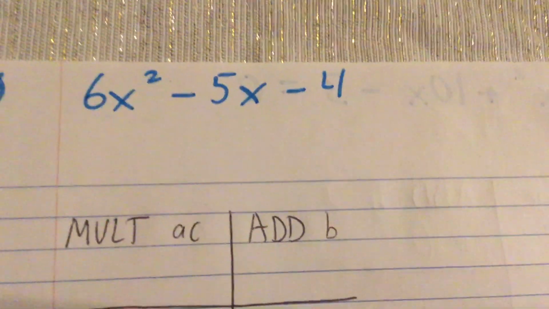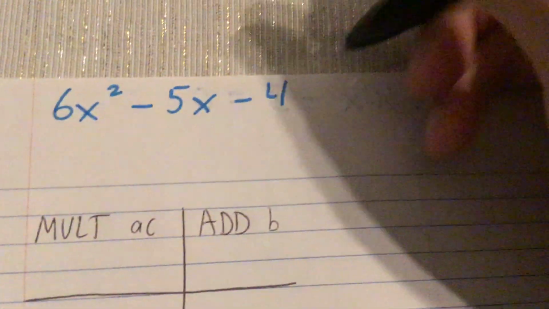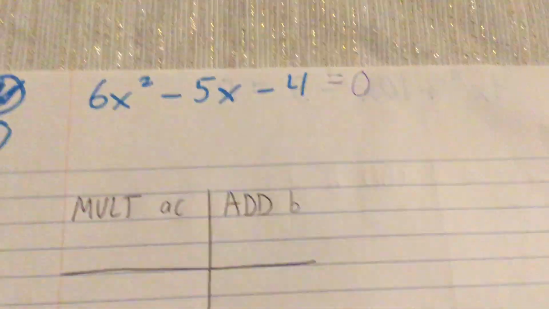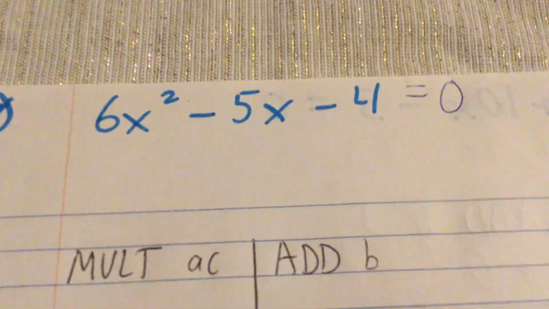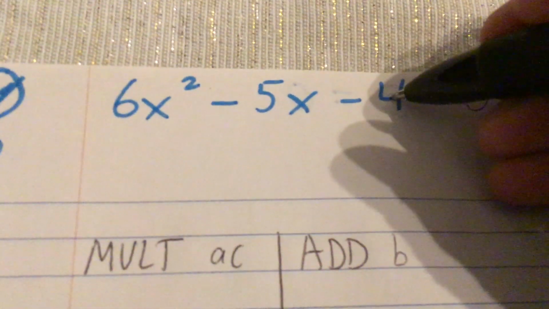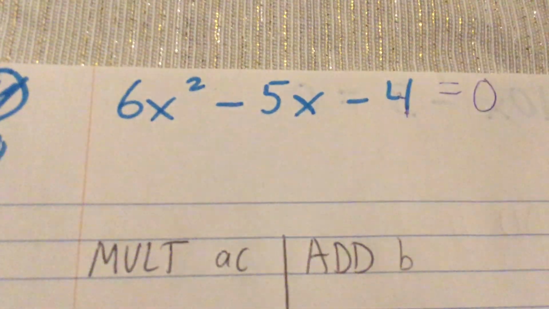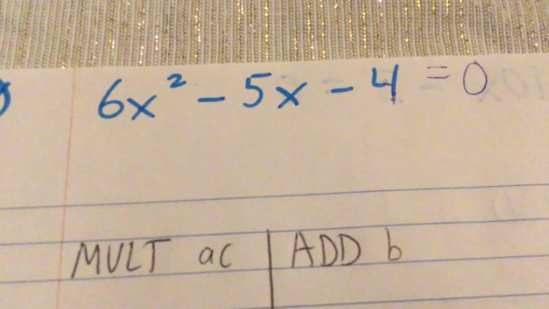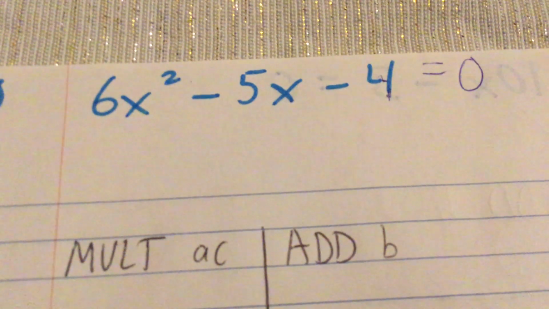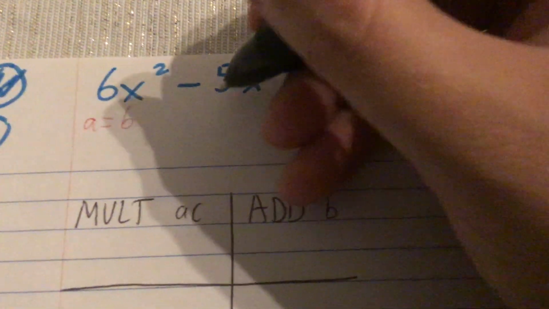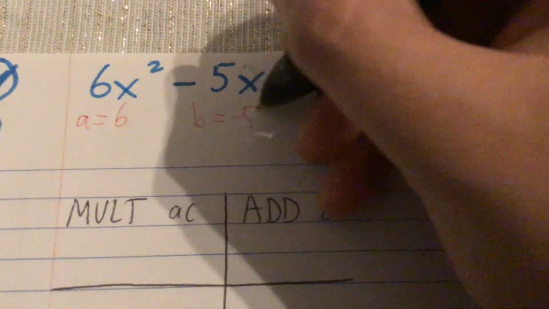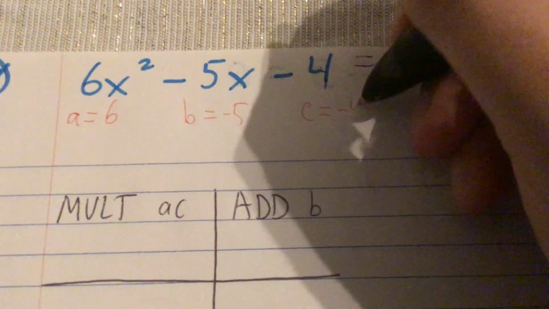6x squared minus 5x minus 4 is equal to 0. I forgot to put that part. Find the solution set. First things first, can I factor anything from 6, 5, and 4? Can I divide something from all three of these and get whole numbers for all three? I don't think so. So I got to do that multiply to AC, add to B method. So specifically, A is 6, B is negative 5, C is negative 4.